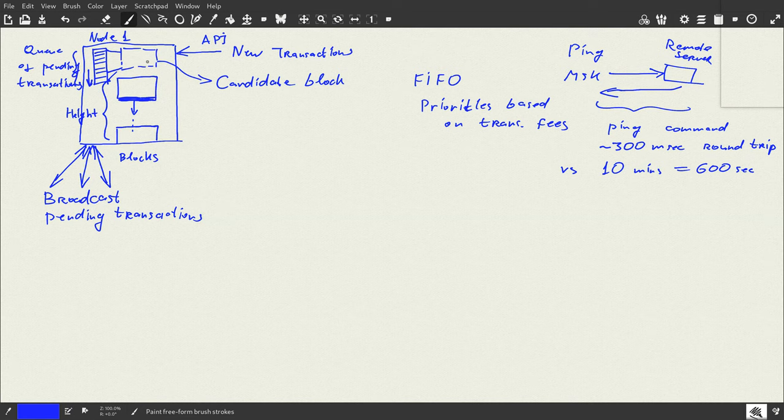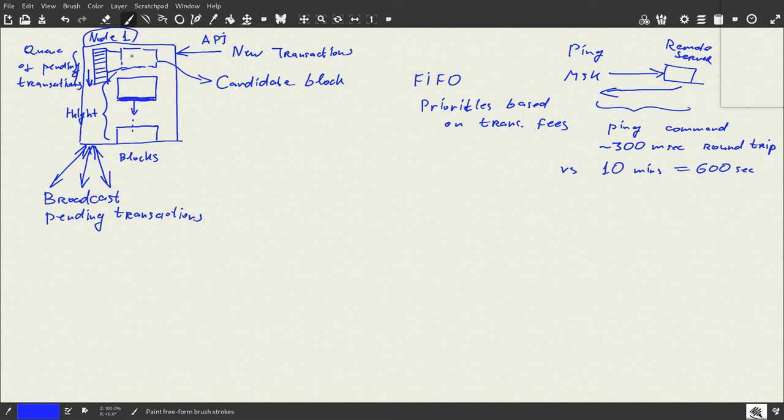Although it is quite possible that, for example, there is a certain altruistic node which would, on the contrary, select zero fee transactions and put them into a candidate block. That's also possible. So there is a candidate block which, for the moment, is local to this node one, and it is not part of the blockchain at all. So what would node one try to do?